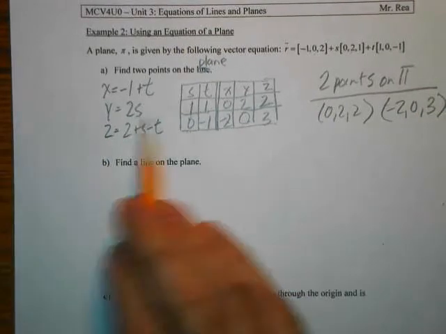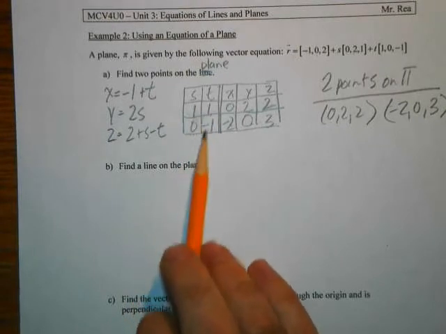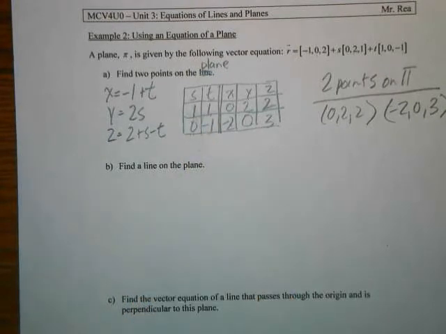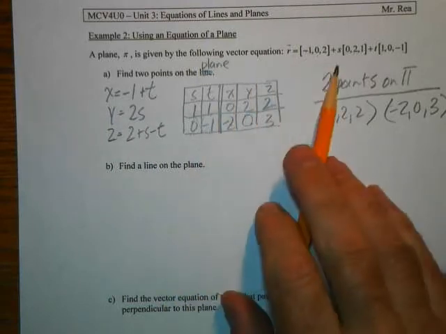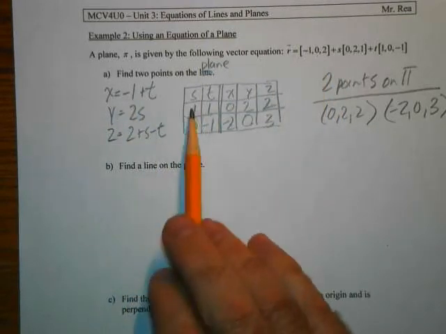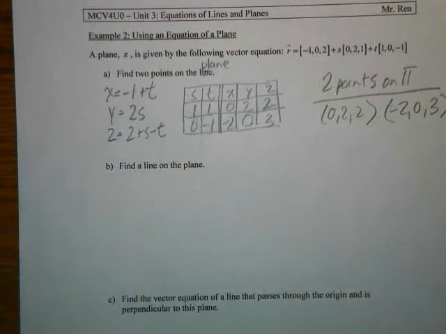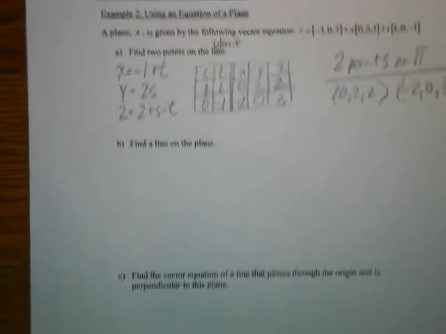And you can see I could create as many points as I want. These don't have to be just 0s and 1s. They could be 2s, 3s, and 4s, or 20s, whatever you'd like. So that's how you get points from a vector equation. You create the parametric equations and then come up with combinations of s and t, or whatever your scalars happen to be for that vector equation.